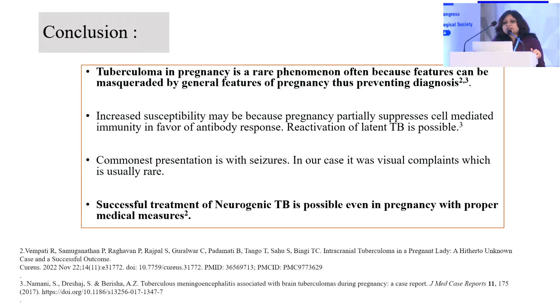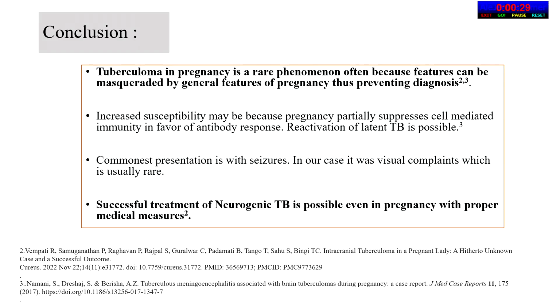So the conclusion is, tuberculoma in pregnancy is a rare phenomenon, often because features can be masqueraded by general features of pregnancy, thus preventing diagnosis. Increased susceptibility may be because pregnancy partially suppresses cell-mediated immunity in favor of antibody response, so reactivation of a latent TB is possible. Commonest presentation is with seizures. In our case, it was a visual complaint, which is usually rare. Successful treatment of neurological TB is possible even in pregnancy with proper medical measures. Thank you.